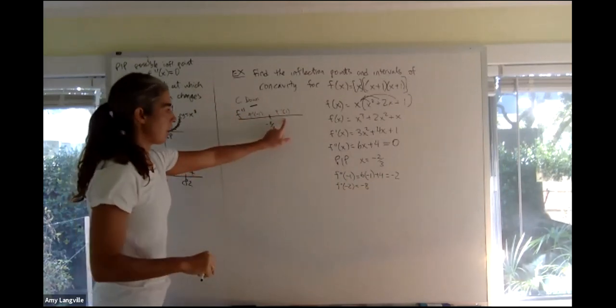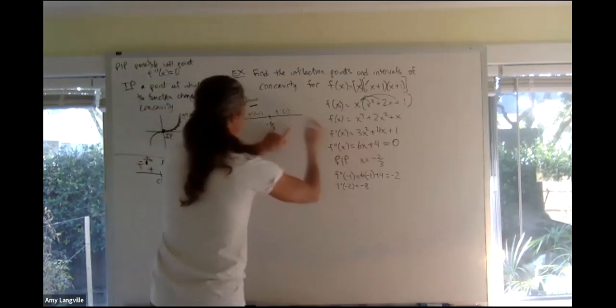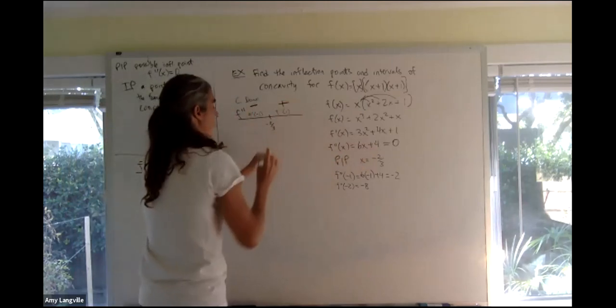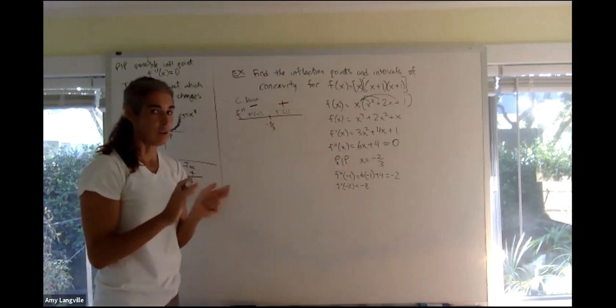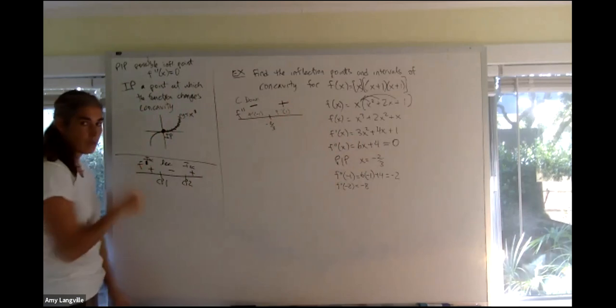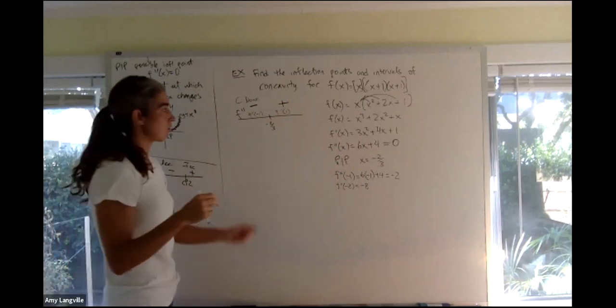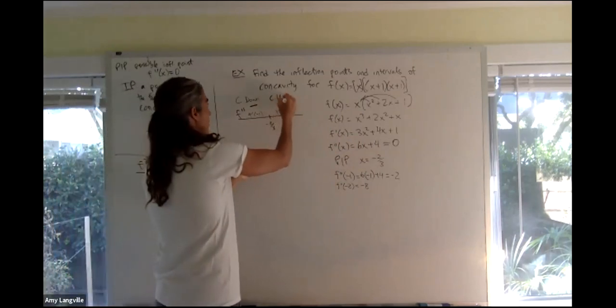And when I plug in the +1, I get a positive number. When your second derivative is positive, that means your function is increasing. No, that's on your first derivative. When your second derivative is positive, it means your function is concave up.